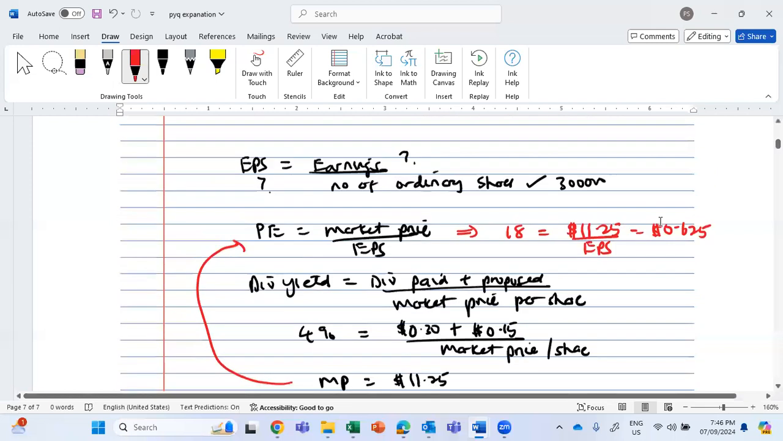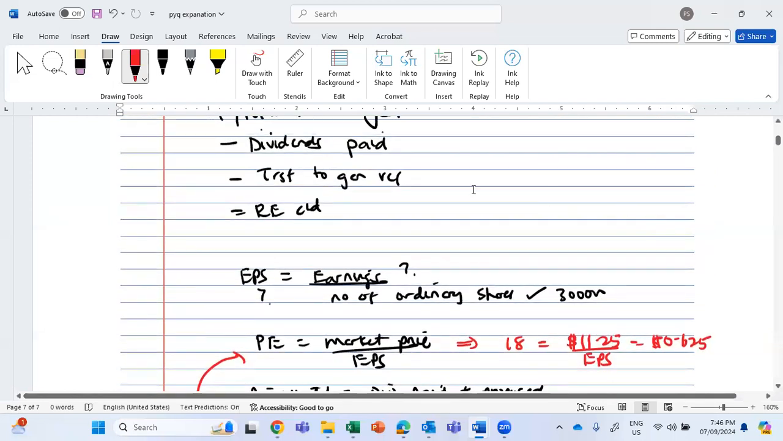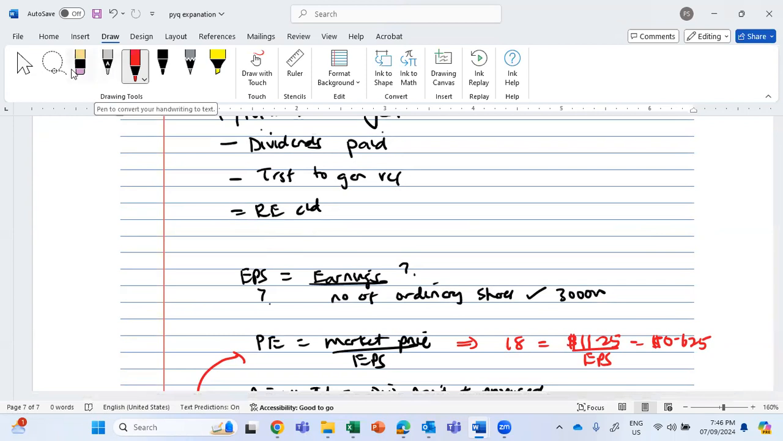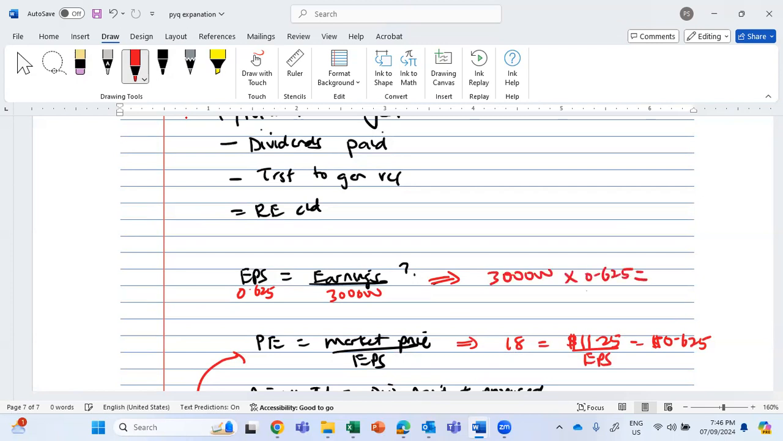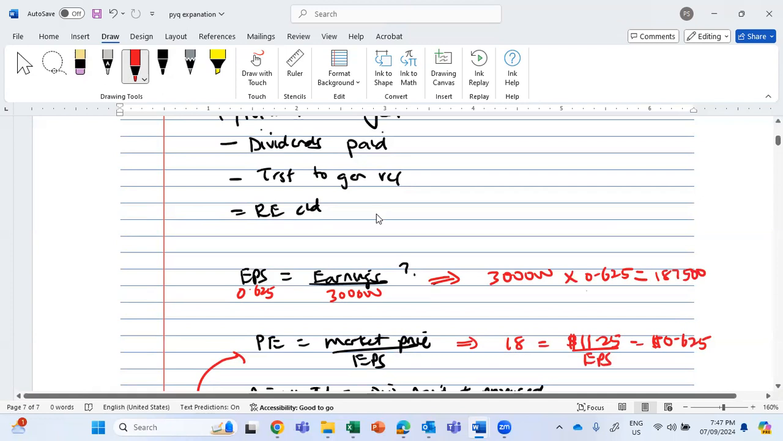But there are 300,000 shares there, right? So 0.625 is the EPS. So 0.625 equals earnings over 300,000 shares. Therefore, we can calculate the earnings. So the earnings will be 300,000 shares times 0.625. So that's how we get 187,500 as the earnings, which is the profit for the year.